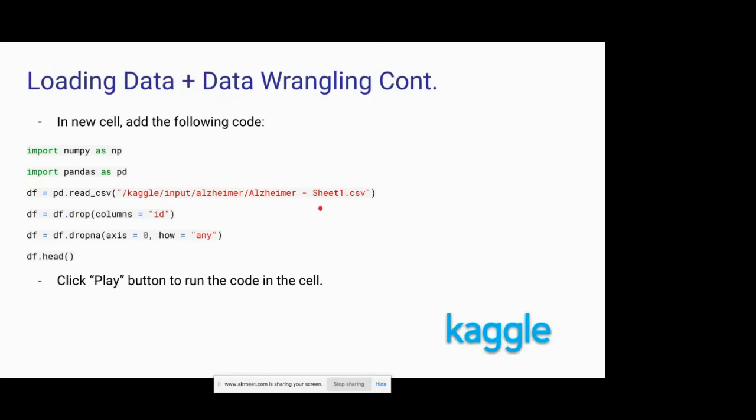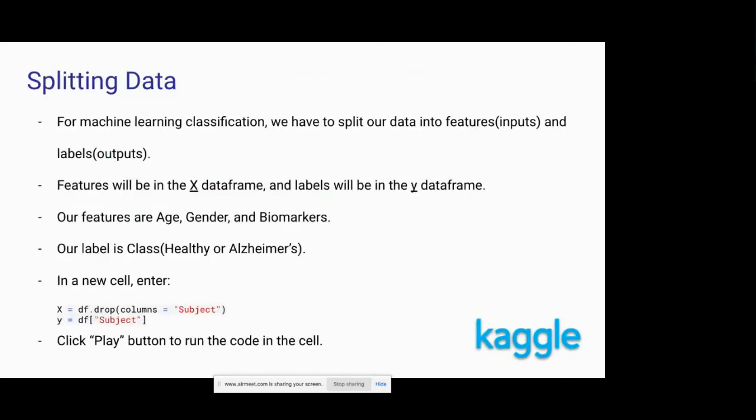Okay, hopefully you guys were able to run that code. I'm going to be moving on to splitting our data. As I previously mentioned, we're going to be working on machine learning classification. For machine learning classification, we have to split our data into features, which are the inputs, and labels, which are the outputs.